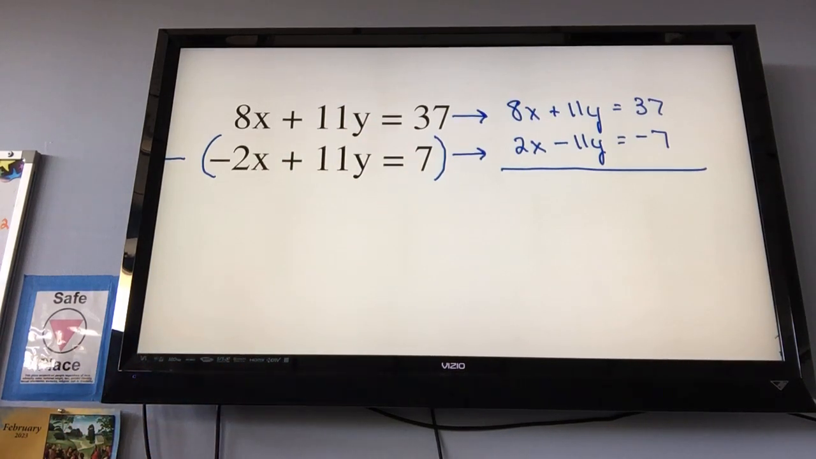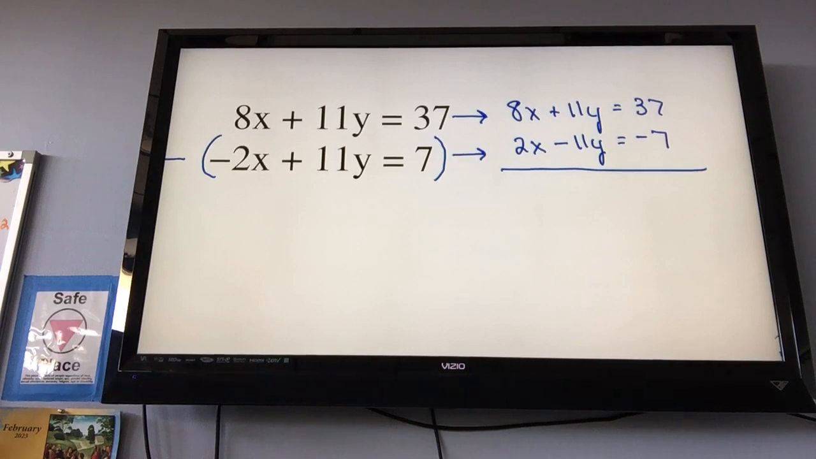Are we always going to change the symbol for the ones in the parentheses to negative, if we have to do this? Yes. Okay.